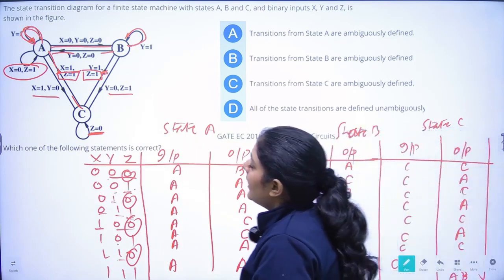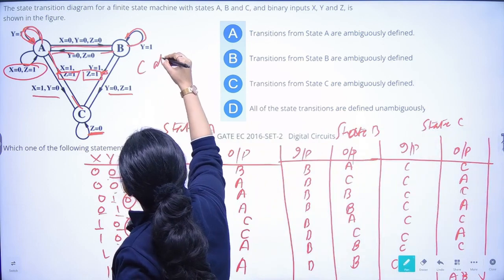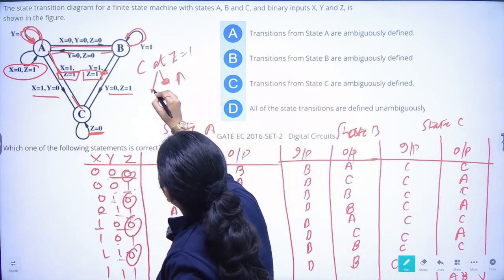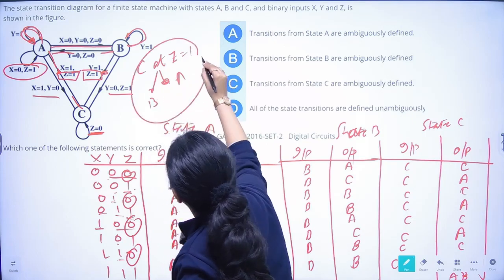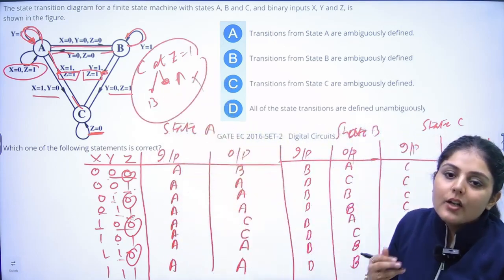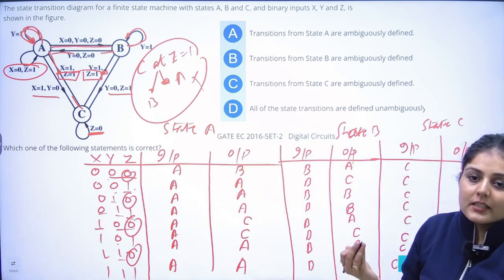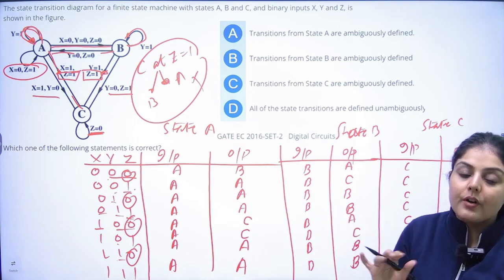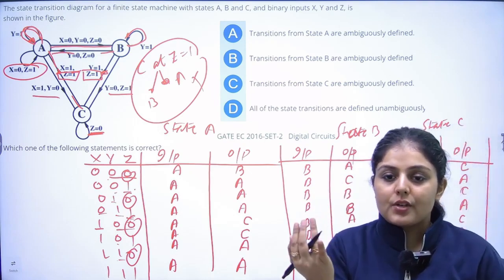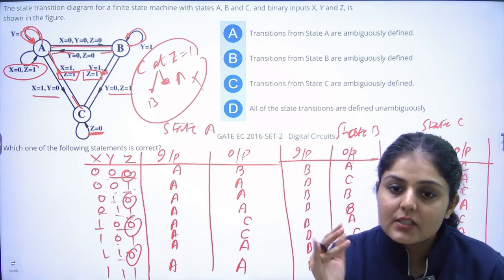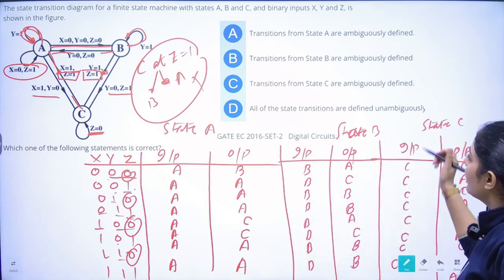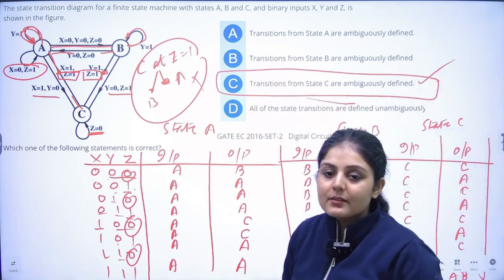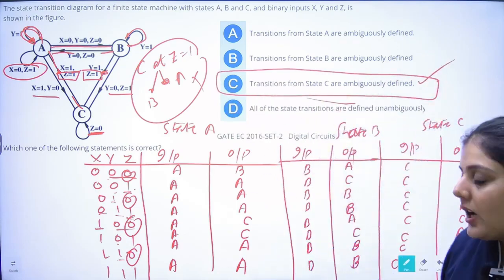Now from C at Z = 1, it is going to A as well as it is going to B. So this cannot be possible. You cannot go to different states at the same value of input. If you are given the same input, you have to move to only one state. You cannot go to two different states at a time. So the ambiguity will occur at C, at this particular point.